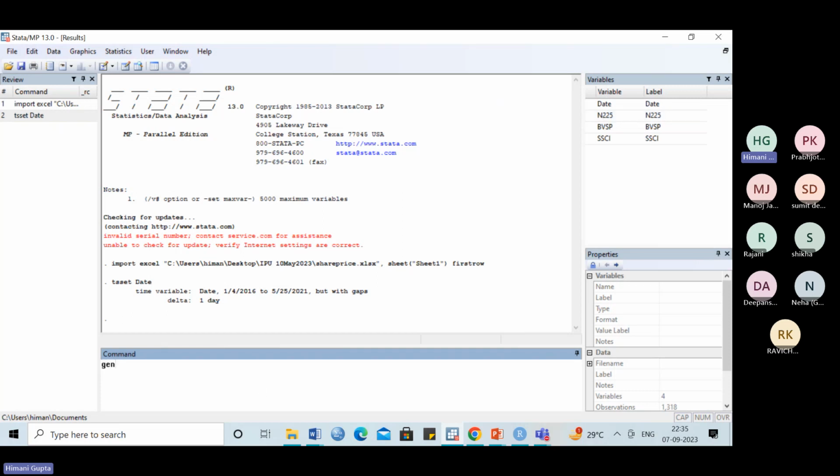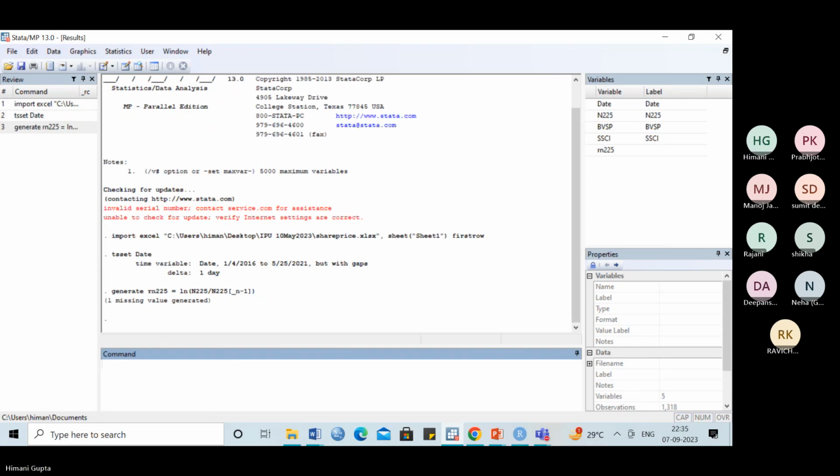So I'll say generate Rn225 equals to ln n225 divided by n225 bracket underscore n minus 1. Now you will see Rn225 is created.